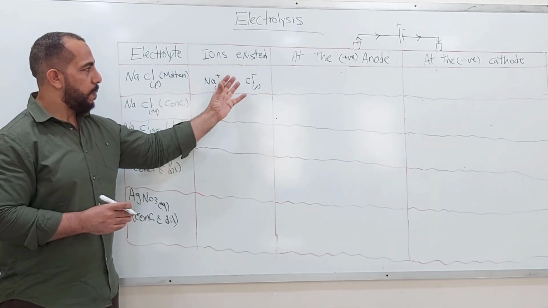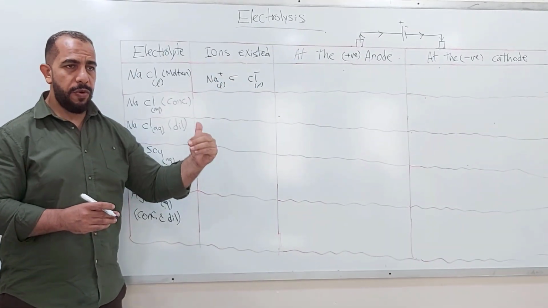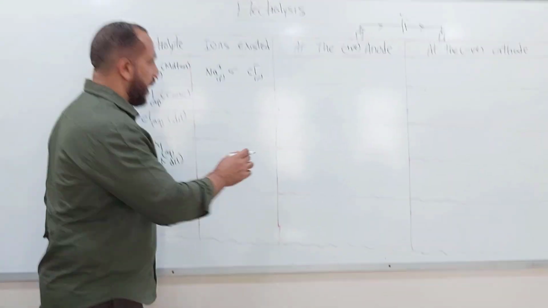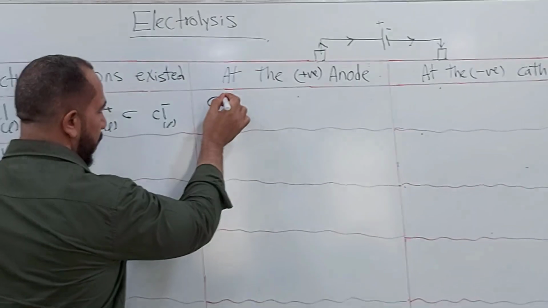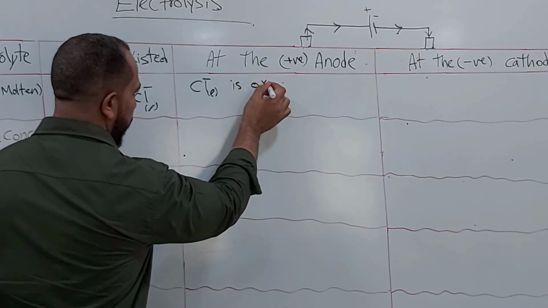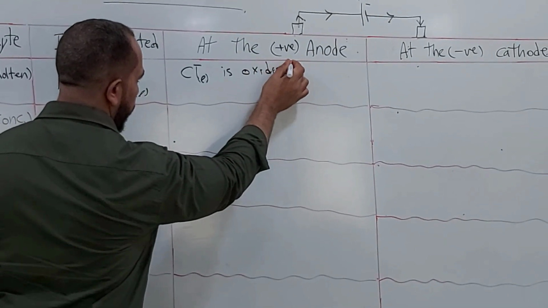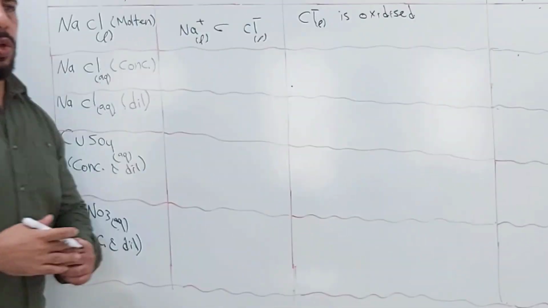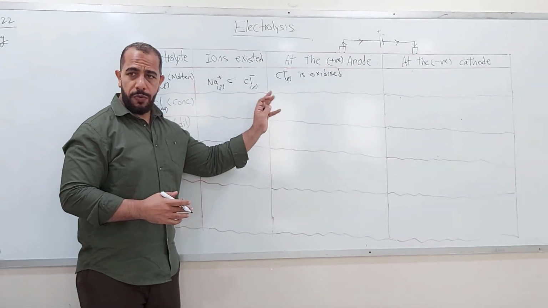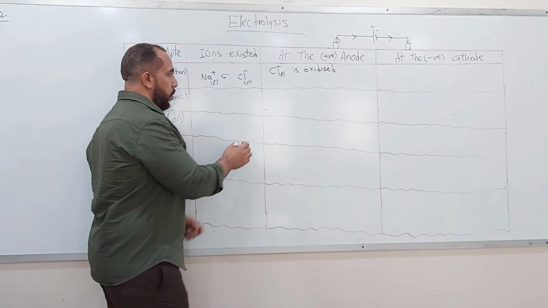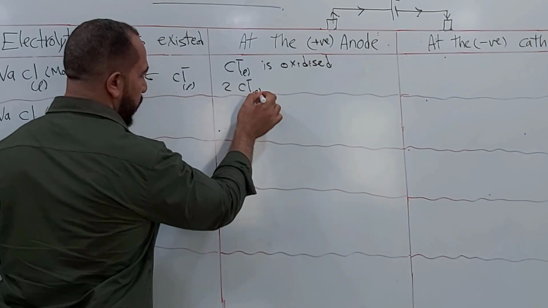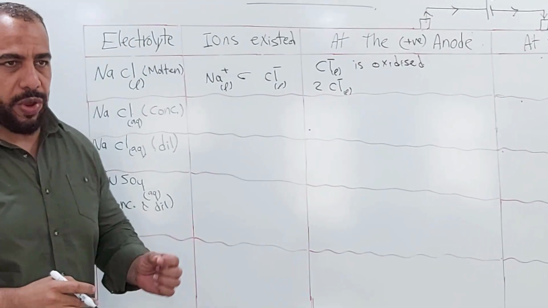This electron, guys, is going to be lost, and because chlorine is a diatomic gas, we need two. So what happens here: Cl negative liquid is oxidized, forming chlorine gas according to the following half equation. We need to focus on the half equations. So we need two Cl negative liquid, because again chlorine is diatomic.